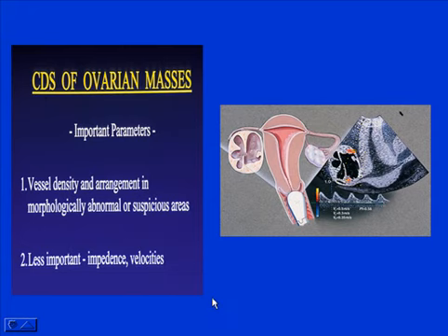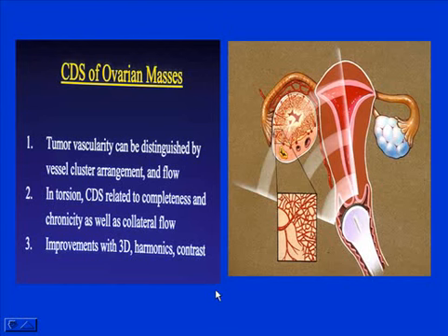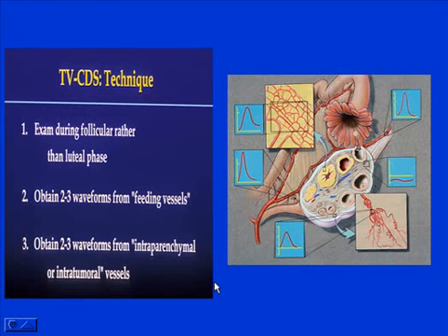Now, color Doppler, I think, is helpful in looking at vessel density and arrangement in morphologically suspicious areas, and less important are the actual impedance and velocities. And with 3D, we can depict the vessel density, which I'll refer to later in the talk, and quantify this very important parameter. So what color Doppler is very good at is telling us what the physiology is involved with the normal ovary and ovaries that contain masses.